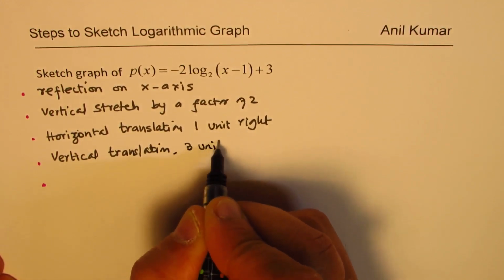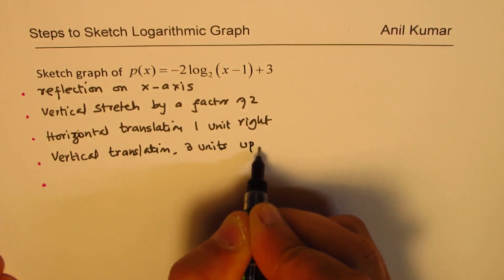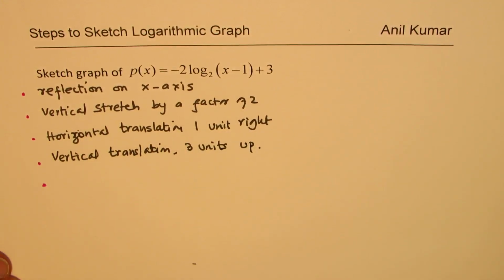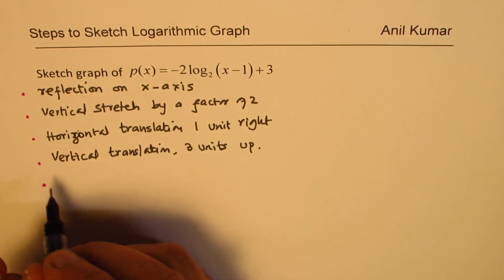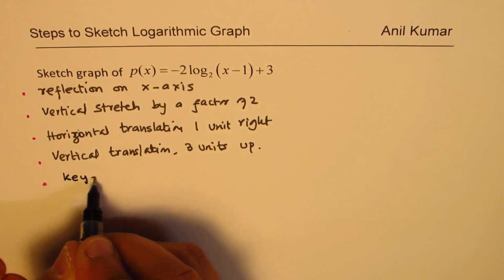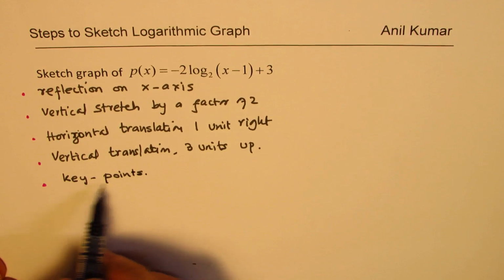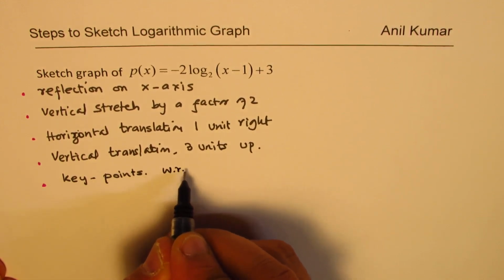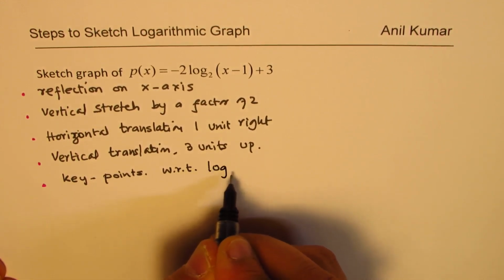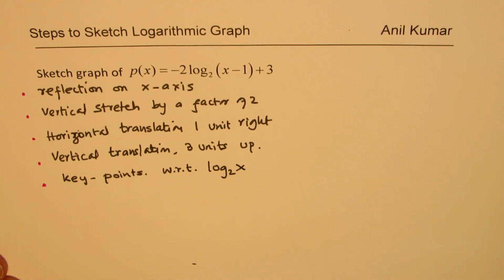Three units up. So combining all this, we get our transformed function. Now let us also look into the key points, right? So let's make our key points now. Whenever we are saying key points, it is with respect to the base function, which is log to the base 2 of x, correct?